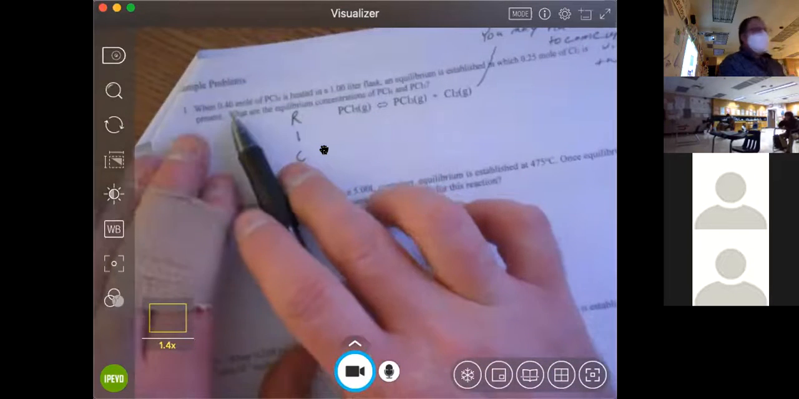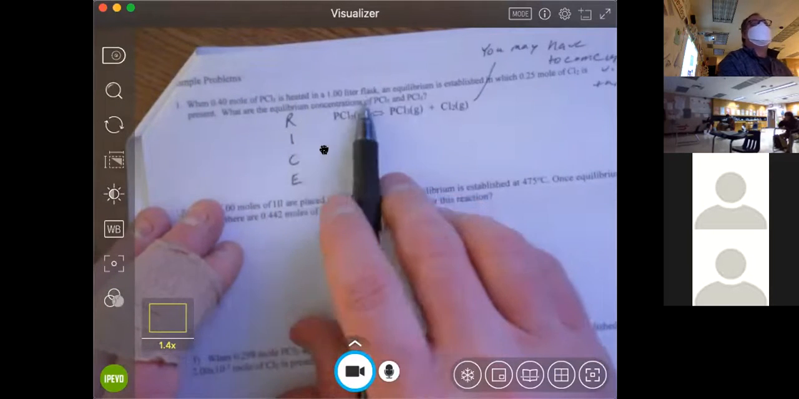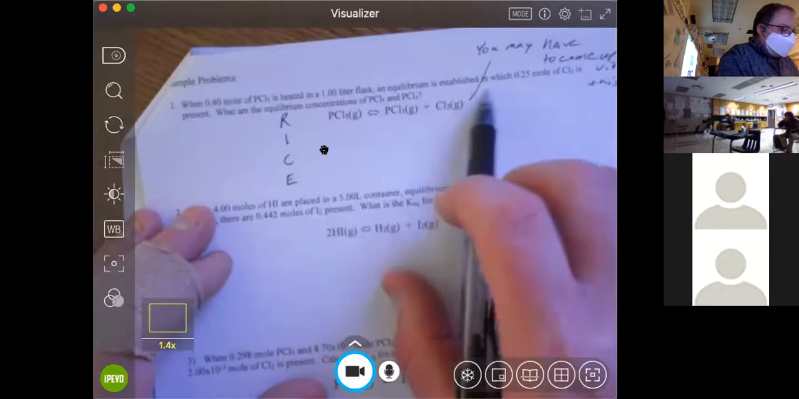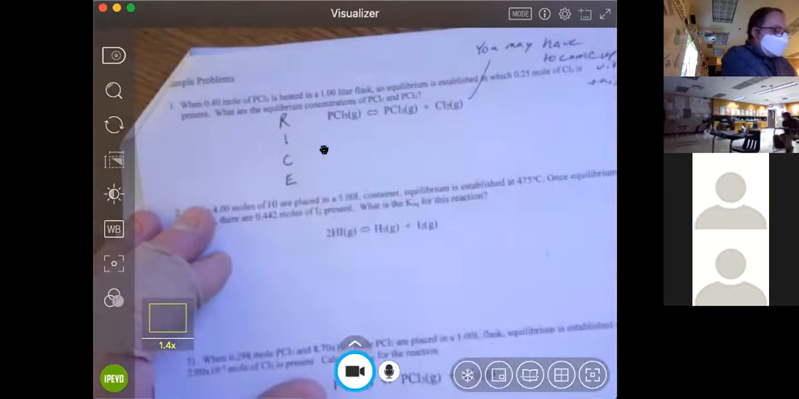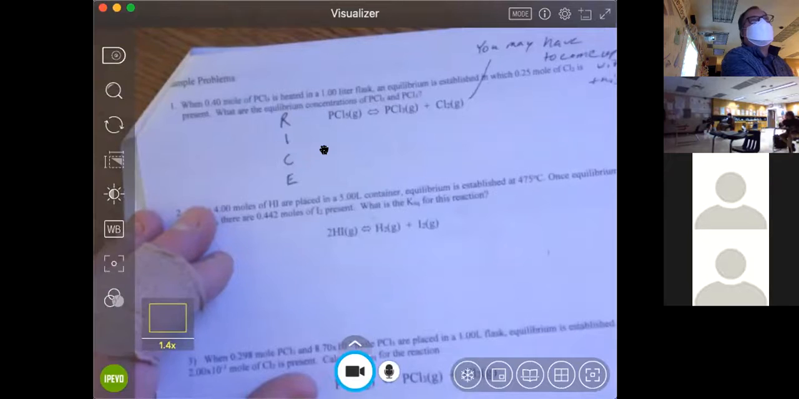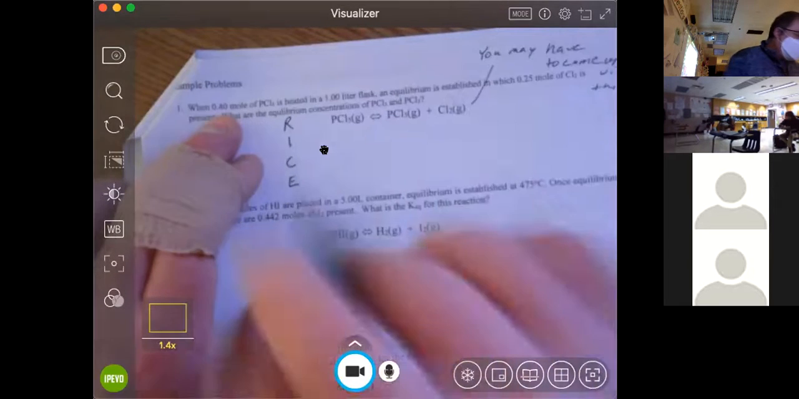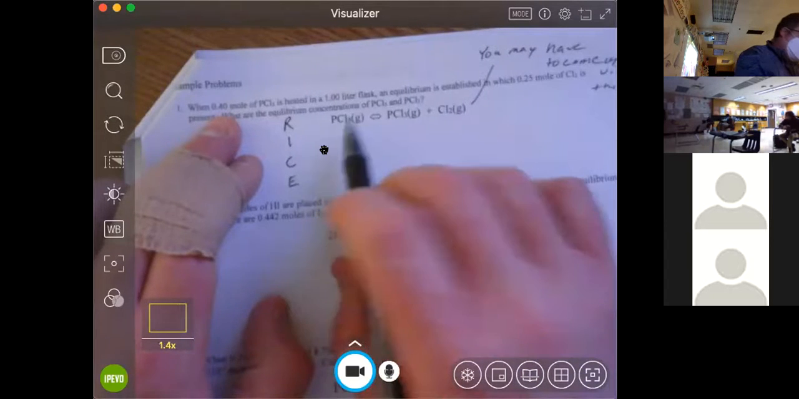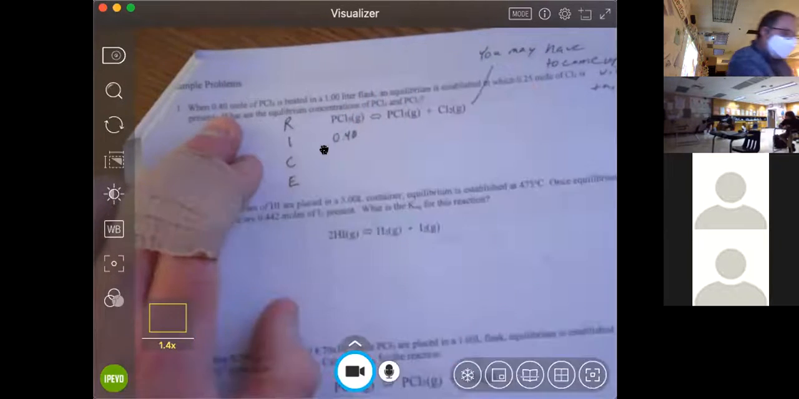So if we take a look: when 0.4 moles of PCl5 is heated in a 1 liter flask, right there we have the molarity of that, and equilibrium is established in which 0.25 moles of Cl2 is present. What are the equilibrium concentrations of PCl5 and PCl3? We're trying to reach equilibrium. We have 0.4 moles of PCl5 to start with, so that's 0.4 divided by 1. So our initial concentration is 0.40 molar.